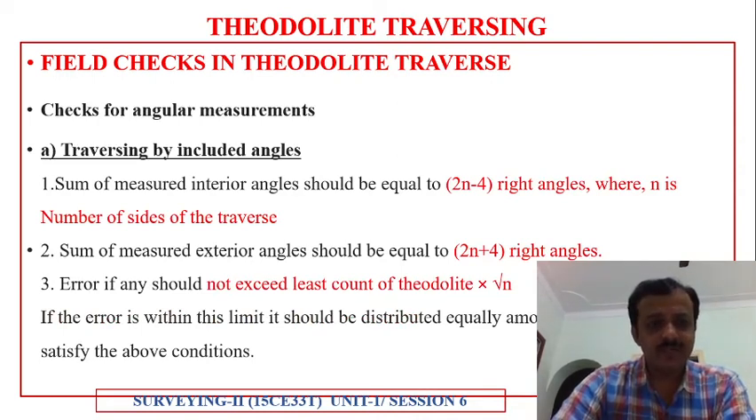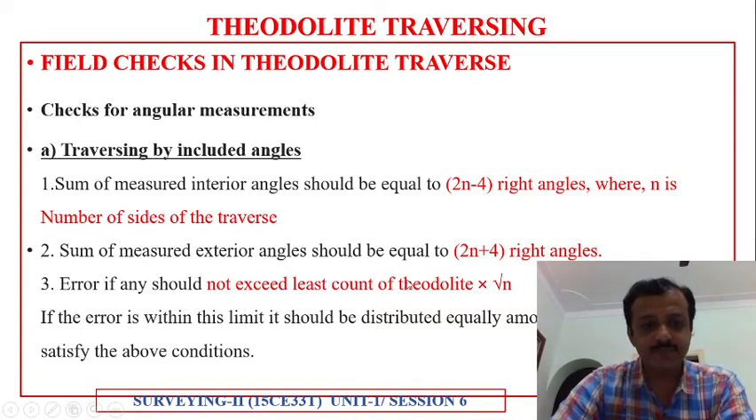And field checks in theodolite traverse. By included angles, the sum of the measured interior angles should be equal to (2n minus 4) into 90 degrees, where n is the number of sides of the traverse. Or the sum of measured interior angles should be equal to (2n plus 1) into right angles. Error, if any, should not exceed the least count of the theodolite into root n. The error should not be more than this, right?